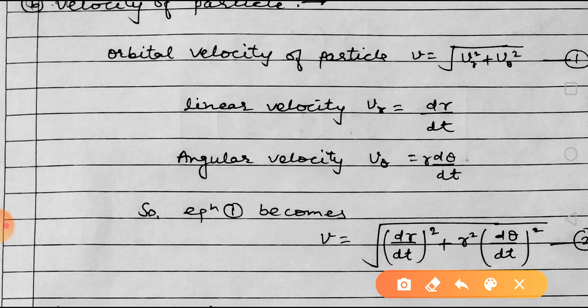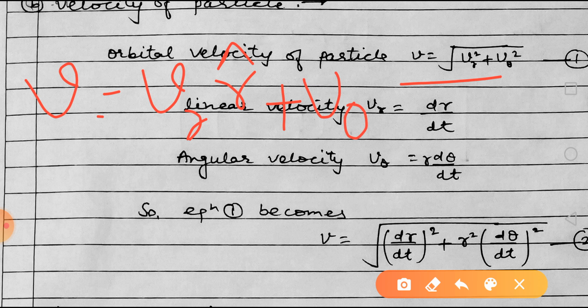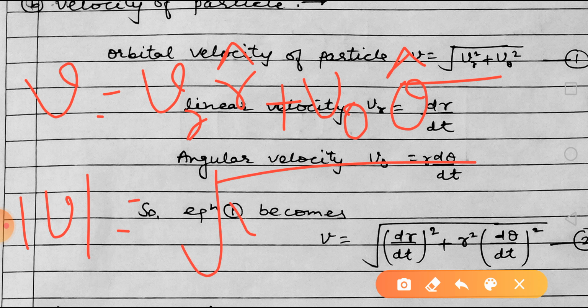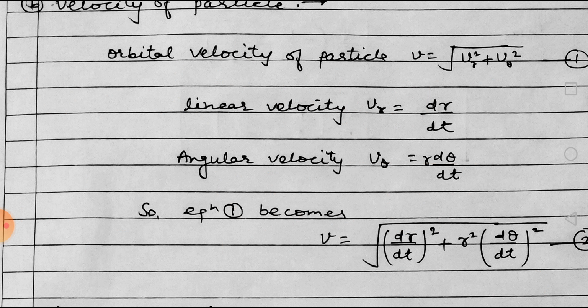and this term comes from, if we define that velocity v is equal to v r in r cap direction plus v theta in theta cap direction, and if we take the modulus of this, then root of v r square plus v theta square.